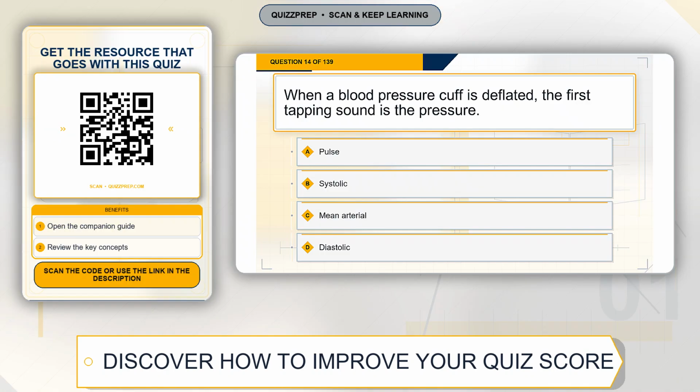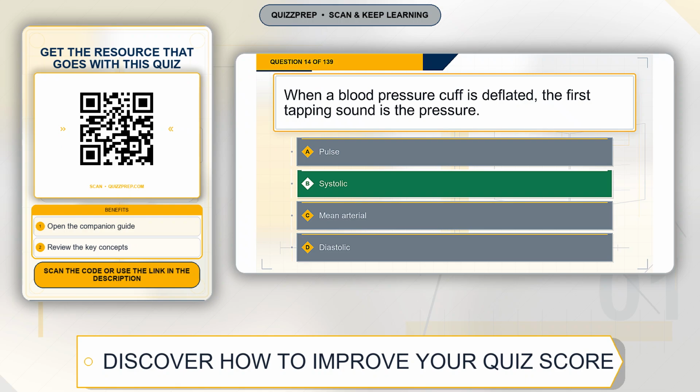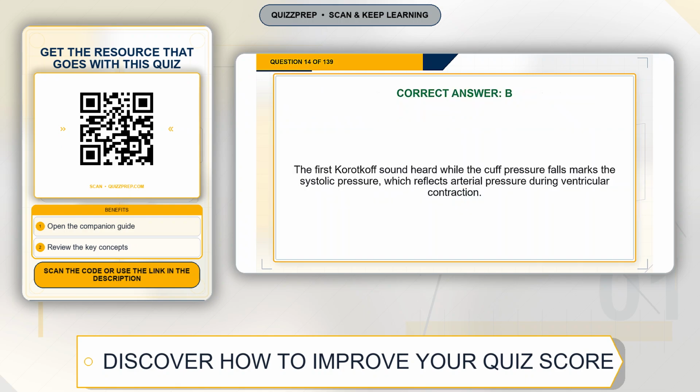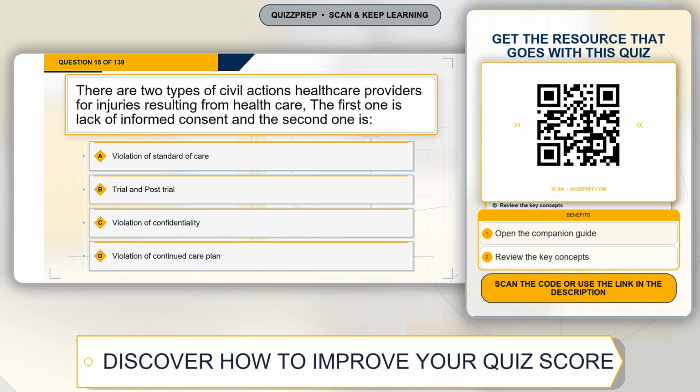Question 14. When a blood pressure cuff is deflated, the first tapping sound is the pressure. Option A, pulse. Option B, systolic. Option C, mean arterial. Option D, diastolic. The correct answer is option B, systolic. Explanation. The first Korotkoff sound heard while the cuff pressure falls marks the systolic pressure, which reflects arterial pressure during ventricular contraction.